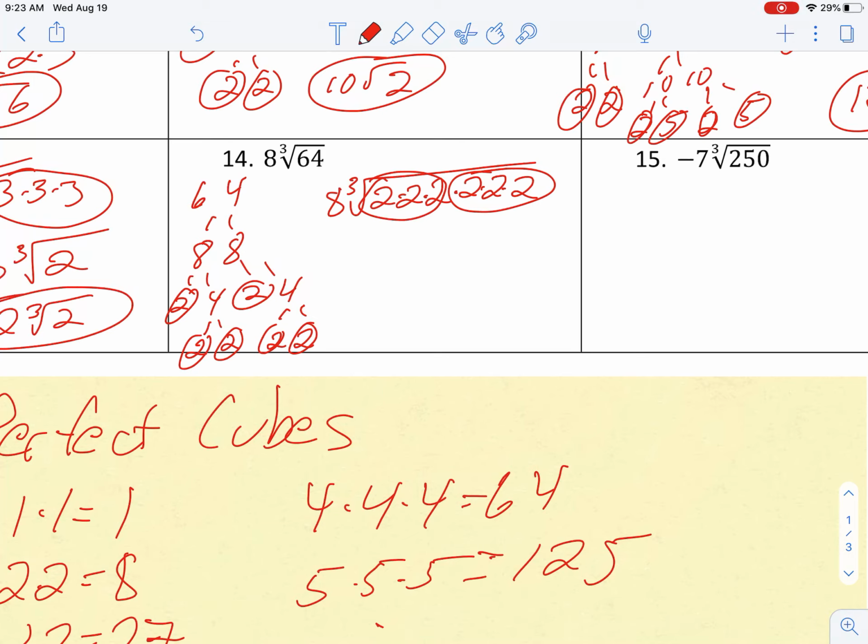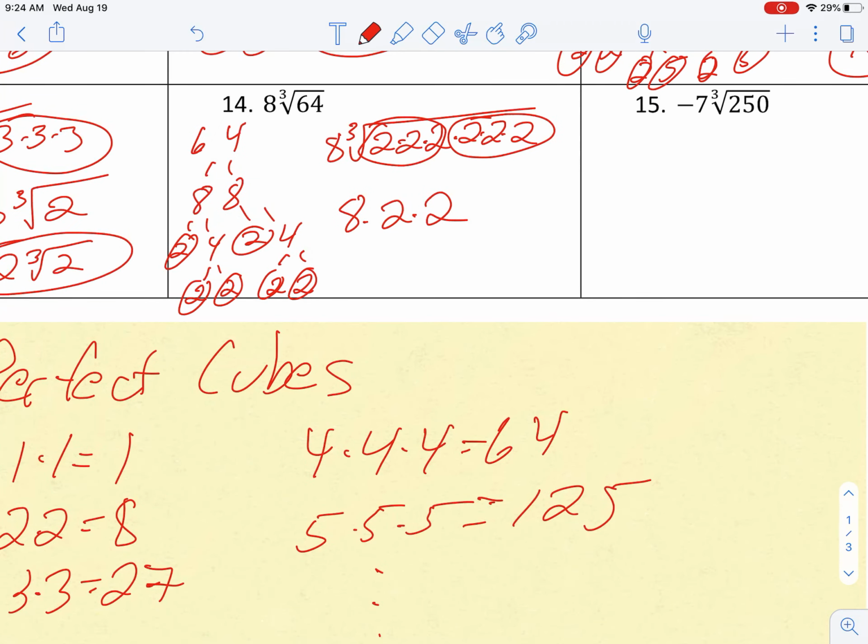For every set of 3, one number comes out. And we run into this idea again of there's nothing left underneath the cube root because 64, as we look back down there, is a perfect cube. So 64 is a perfect cube, which is 4, and 8 times 4 is 32.